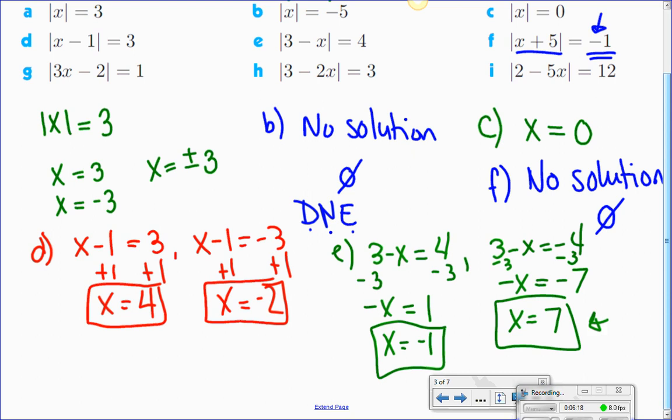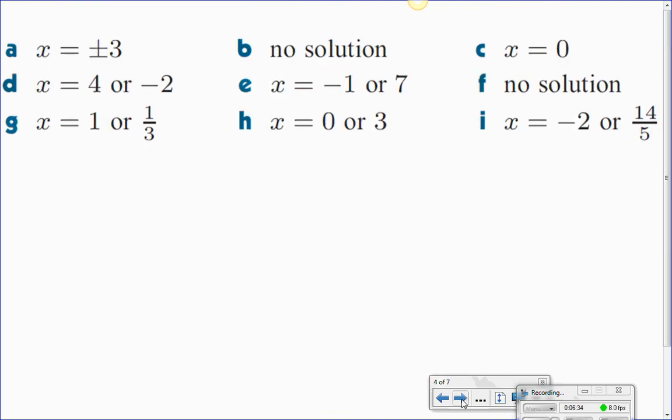You could also write the empty set, or you could say it does not exist. You don't need all three of these, but these are your options for communicating that. Okay, I'll leave the last three for you. You can do those. You can pause the video and then check them. Here are those solutions.